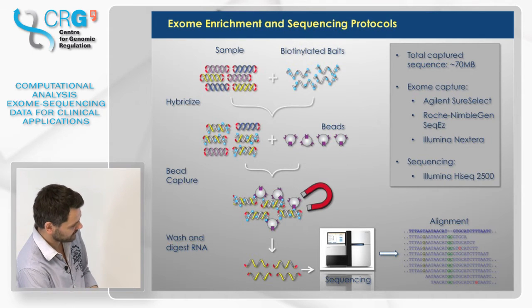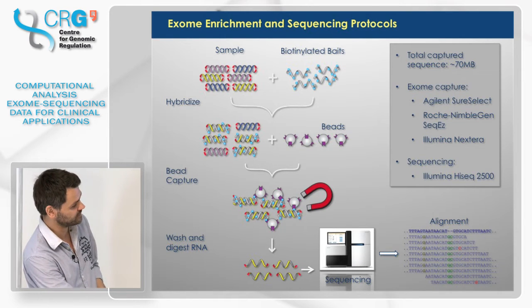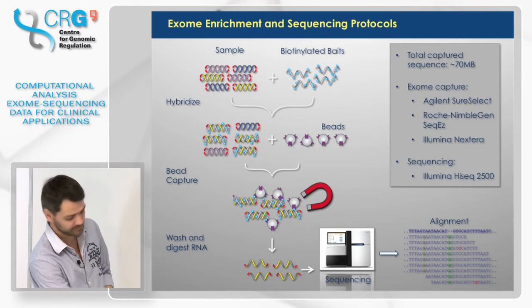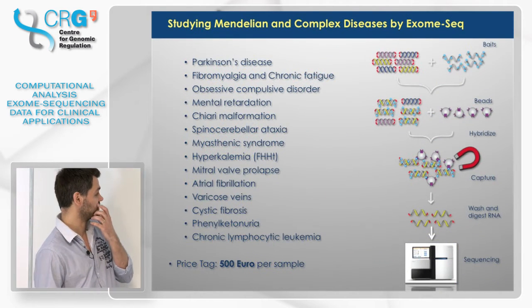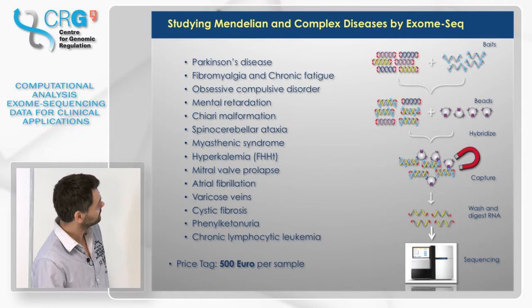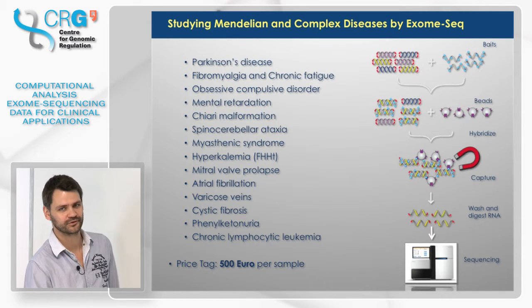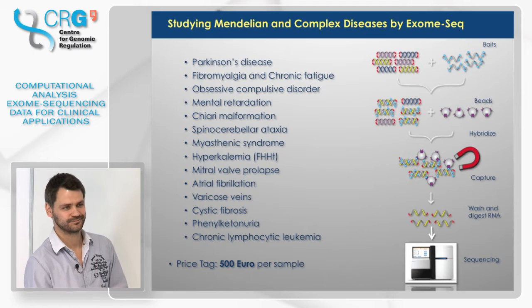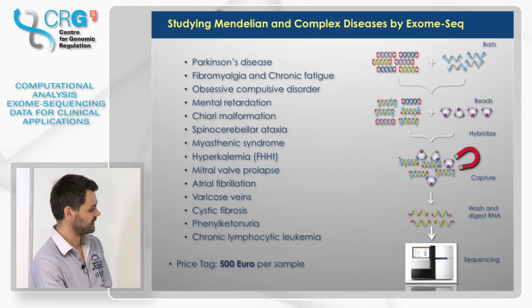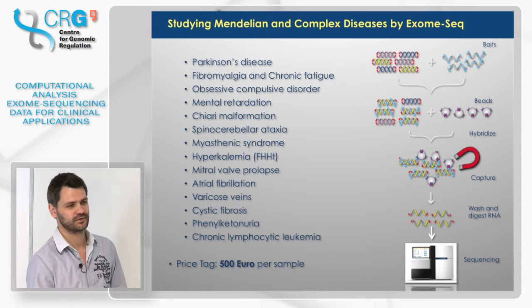Following that, you pretty much sequence what you pulled out in the standard way, like in whole genome, and then you align it to the genome and find your variants. And here at CRG, we have already sequenced many, many diseases. Here's just a, I think, not complete list, not just in my group, but also a lot in the group of Xavier Estivill. And we could get the price down by doing mass sequencing to less than 500 euros per sample. So it's about 450 if you sequence many in one lane.